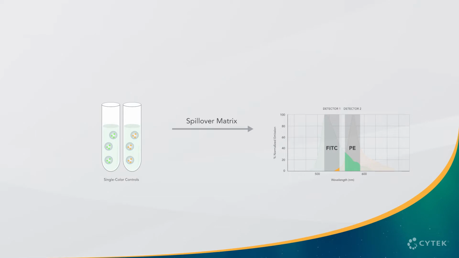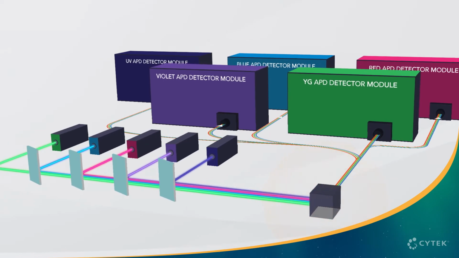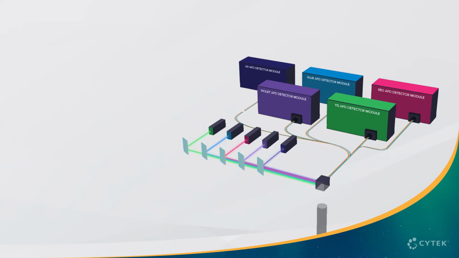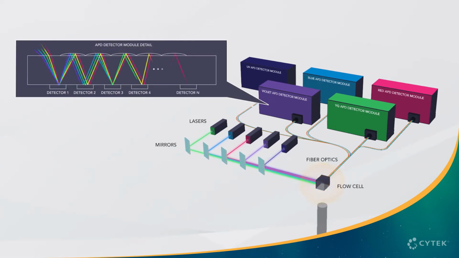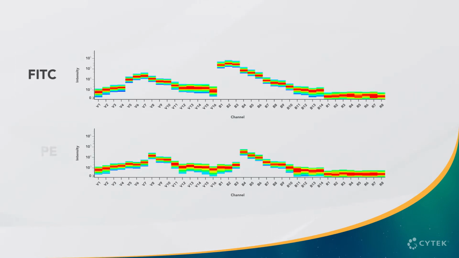a calculation called compensation. When using Cytek's full-spectrum profiling systems or any other spectral cytometer, rather than focusing on the peak emission, we measure each fluorochrome's full emission spectrum when excited by the onboard lasers using a series of detectors. Here, we can see the full spectrum signatures for FITC and PE when acquired on a 3-laser Aurora system.